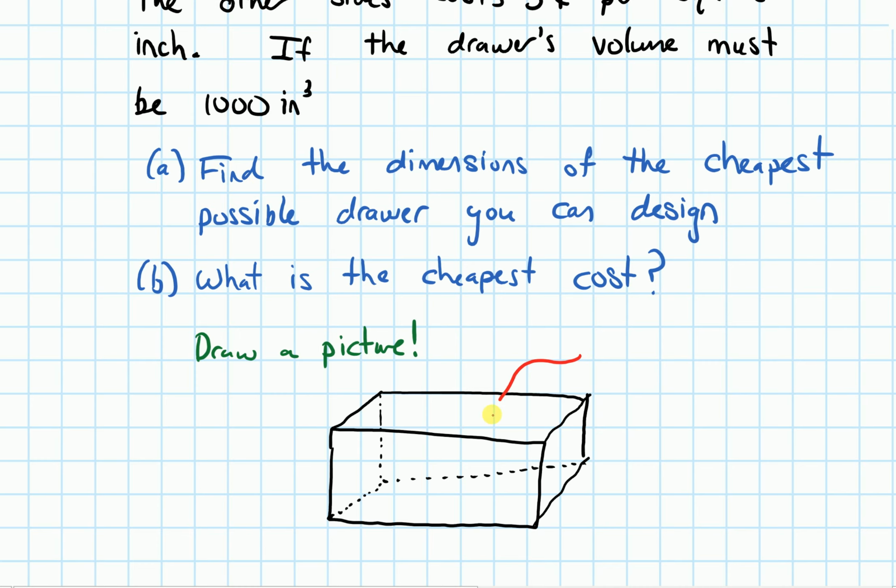So this is our drawer, and the question says that there's an open top. So there's no material placed on the top here. The top is open because we have to put clothes or whatever goes in this drawer. And the question says that the front, maybe this is the front side, the front costs 5 cents per square inch. And it's going to be helpful to label the lengths with variables. So maybe I'll call this length x, this length y, and then this vertical length z.